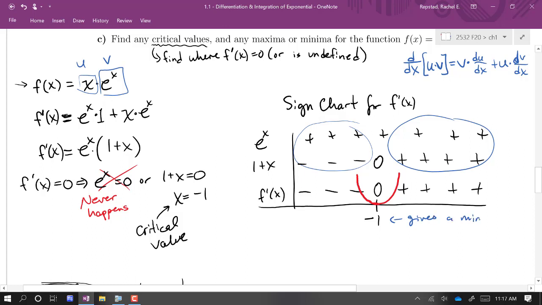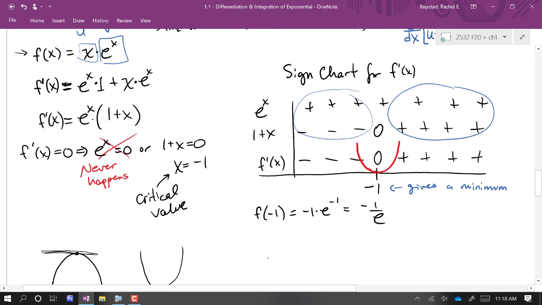Now when we find a minimum value, we want to find not only where it happens, so we know it happens when x is -1, but then we also want to find the y coordinate. So let's find f of -1. Our function is x e to the x, so that's -1 times e to the -1, or -1 over e. And so now we can state our answer. We have a minimum at the point -1, -1 over e.